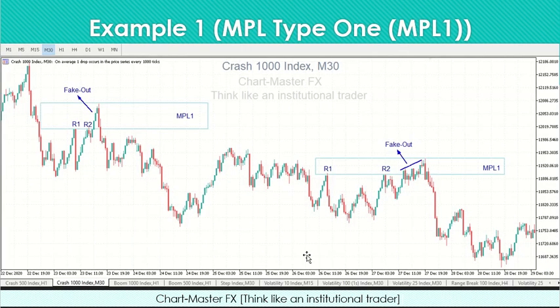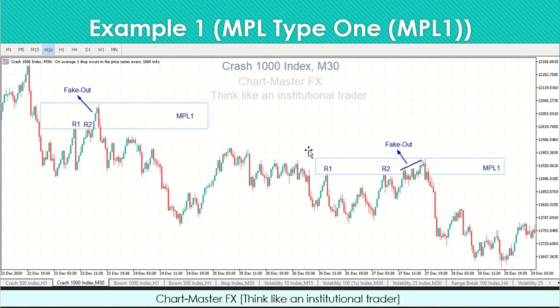For our first example, we are going to look at MPL type 1. As you can see, guys, here we are on Crash 1000 Index on M30. For our first example, to the left, you can see we have a resistance of 2 touches and there was a fake out. Then you can draw your MPL.